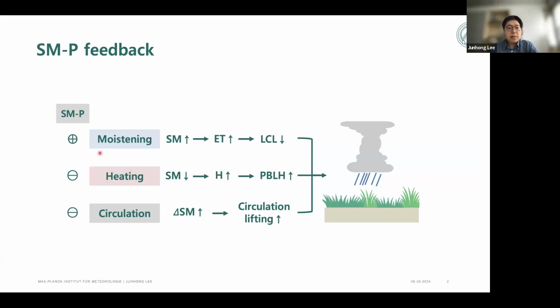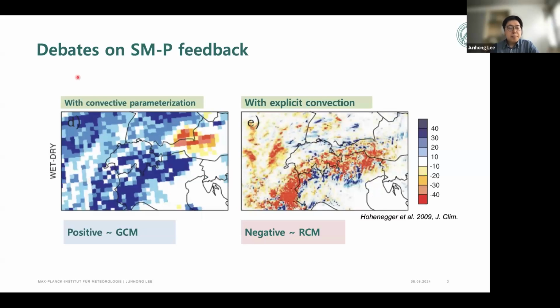If the moistening process is dominating, then the SMP feedback will be positive. If the heating or circulation processes are dominating, then the resulting SMP feedback will be negative. Then the question is, which one is dominating, so what will the sign of the SMP feedback be? Unfortunately, it's hard to tell because it's still under debate.